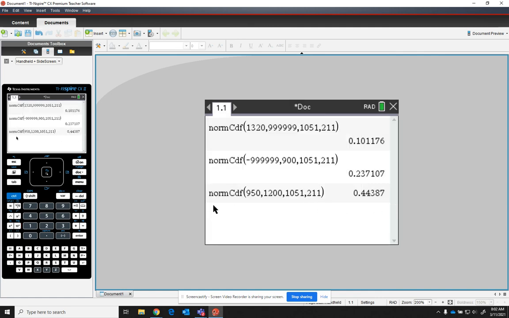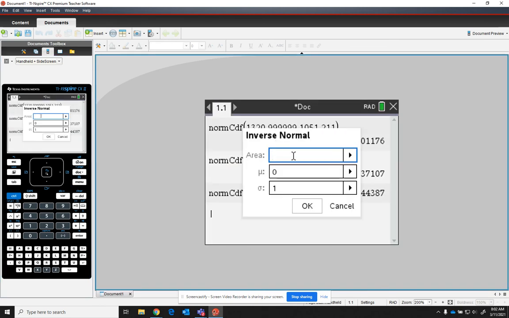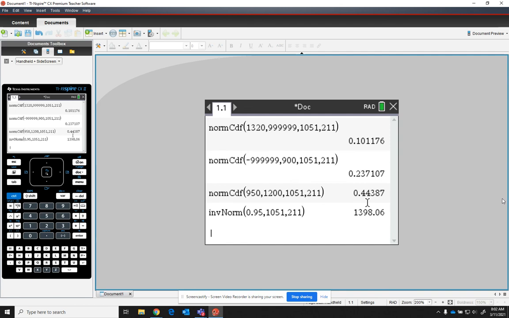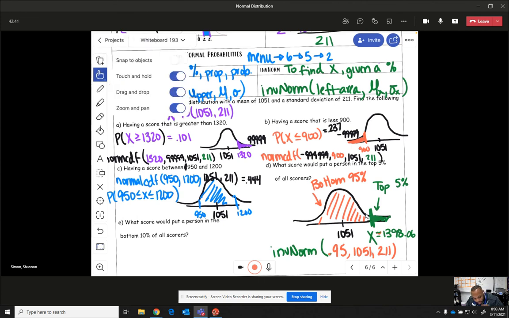I think I messed it up. Menu 6, 5, 3, 0.95, 1051, 211. Okay, yes. So this tells me that an x value approximately equal to 1398.06 will put a person in the top 5% of all values. A score of 1398.06 will put a score in the top 5% of all values.